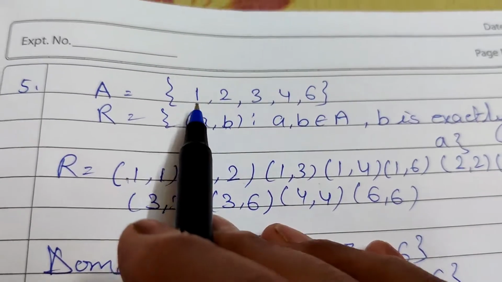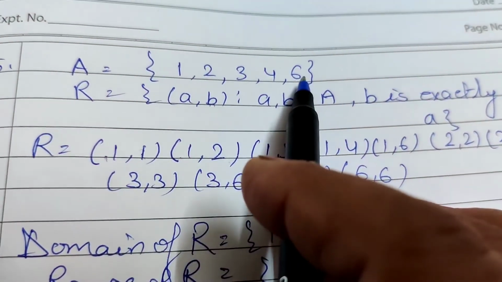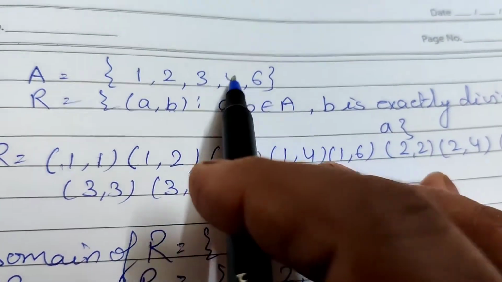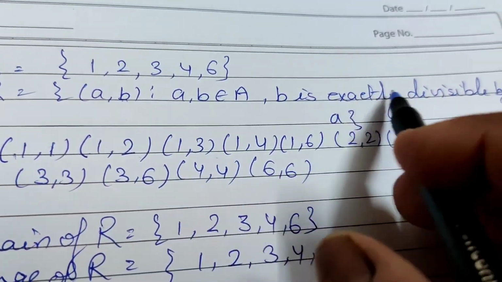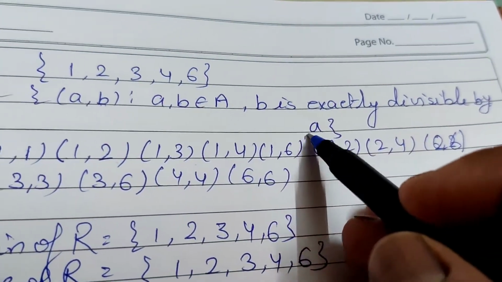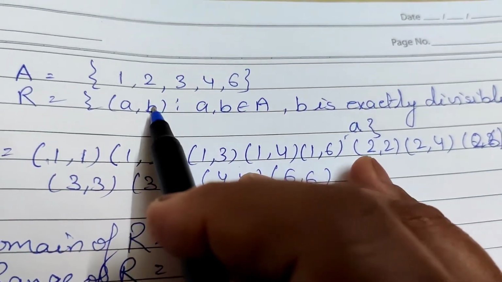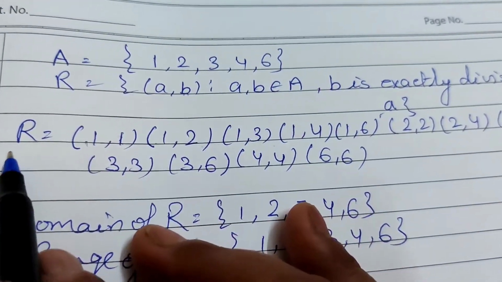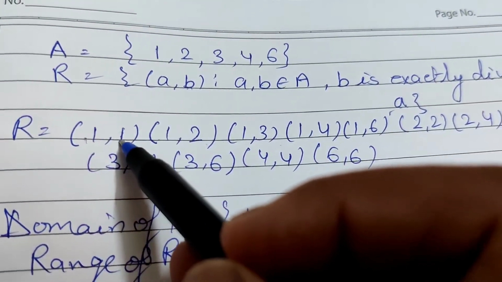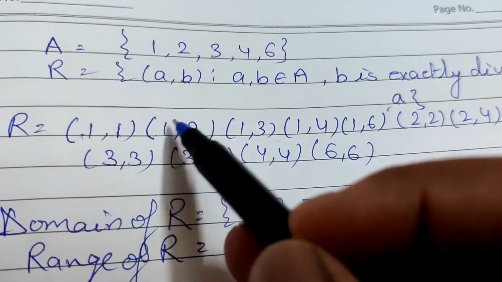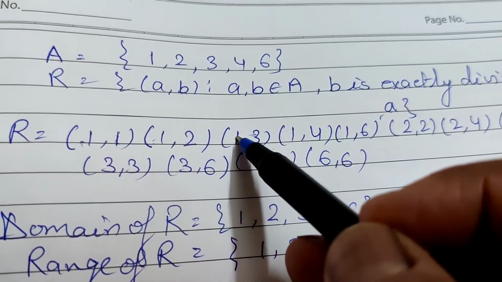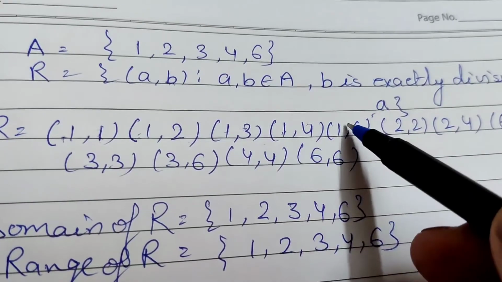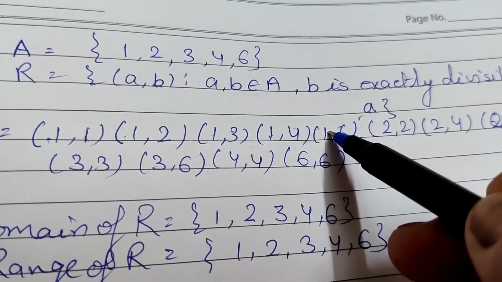This is a set A: 1, 2, 3, 4, 6. A relation between a and b such that (a, b) belongs to set A, and b is exactly divisible by the number a. The second number is exactly divisible by the first number. Now the relation is: 1 is divisible by 1, 2 is divisible by 1, 3 is divisible by 1, 4 is divisible by 1, 6 is divisible by 1.